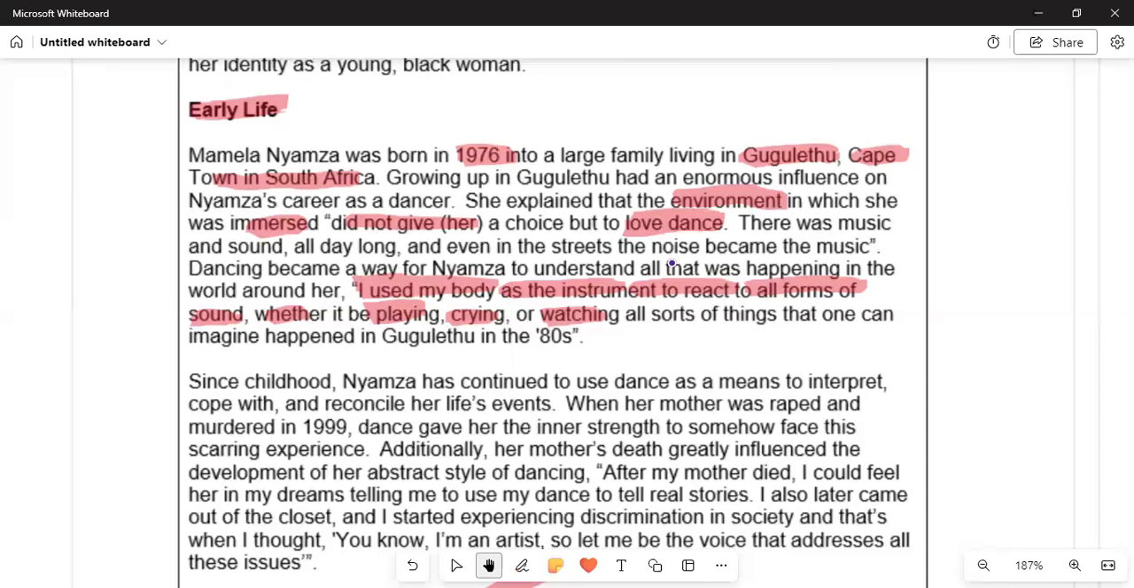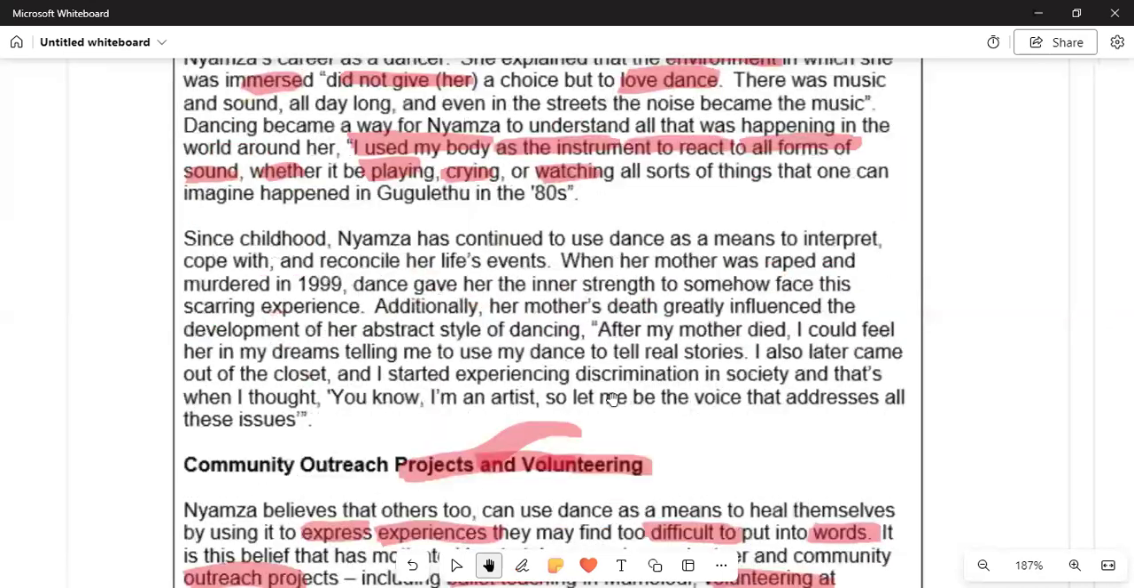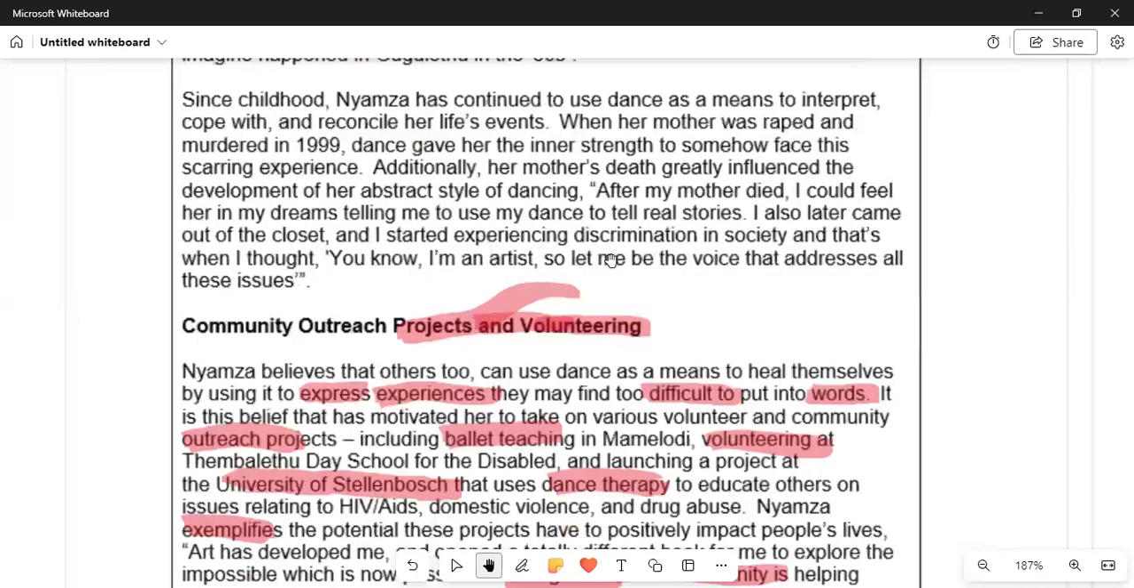So you could see that the Gugulethu lifestyle was very, very challenging. Hence, the Gugulethu struggle during the apartheid era. So we are saying that since childhood, she has continued to dance as a means to interpret, cope with, and reconcile her life events. When her mother was raped and murdered in 1999, dance gave her the inner strength to somehow face scarring experiences. Additionally, her mother's death greatly influenced the development of the abstract style of dancing.